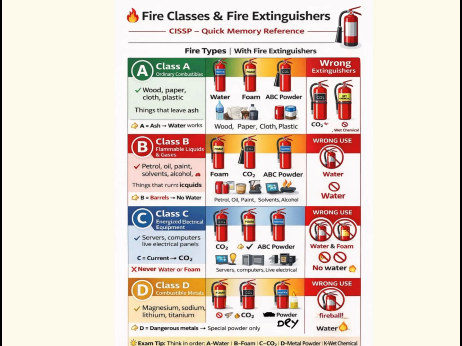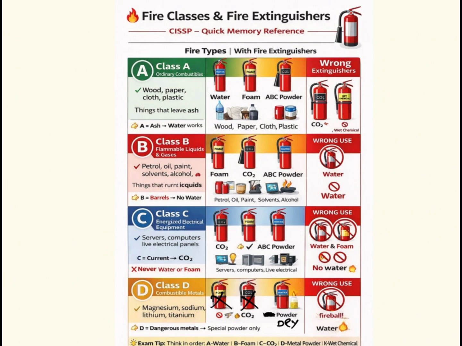And class D is metals, magnesium, lithium. So we use dry powder, right? Dry powder. I think CO2 is not used. Okay, so now let's revise again. Class A, we use water, foam, ABC powder.